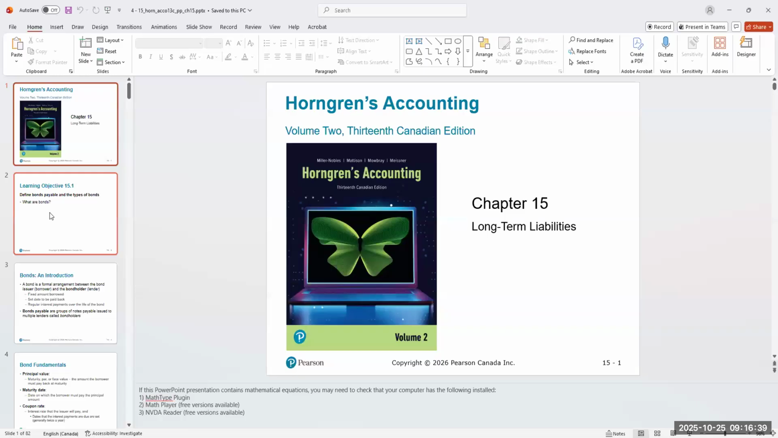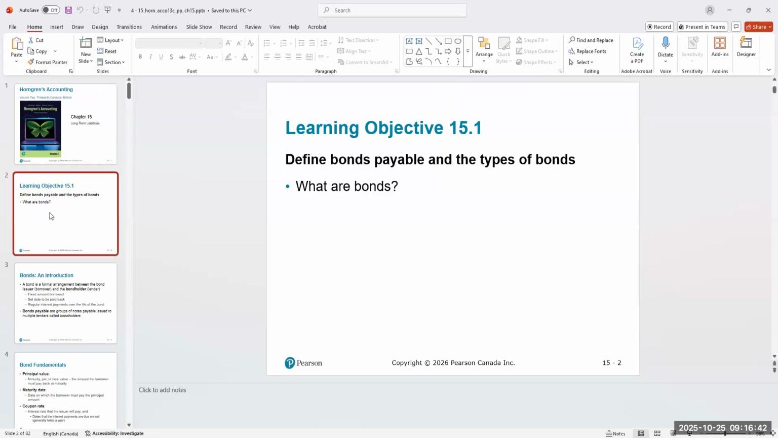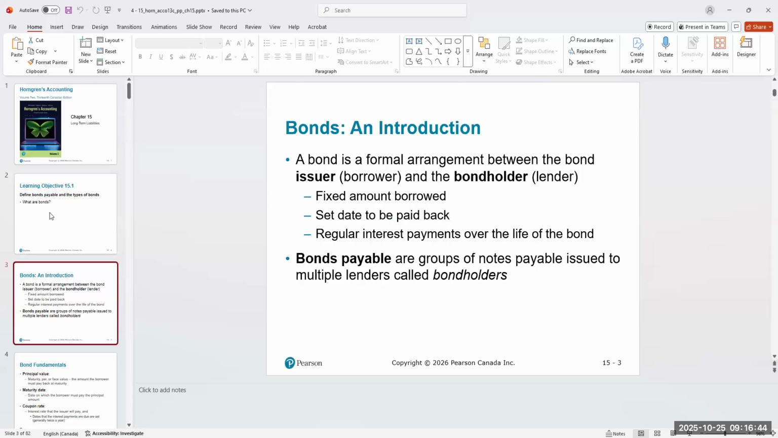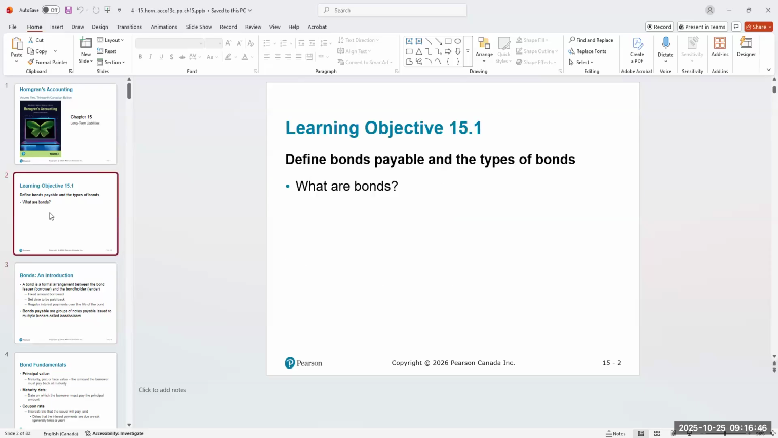So let's move back to the long-term liability and start digging into what kind of thing that is. Again, long-term liability is any liability which is not current. Bond is one form of long-term liability.